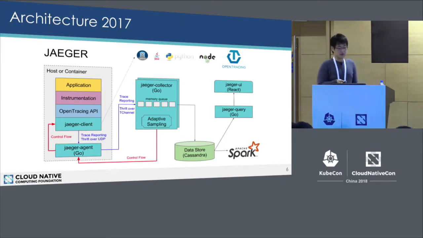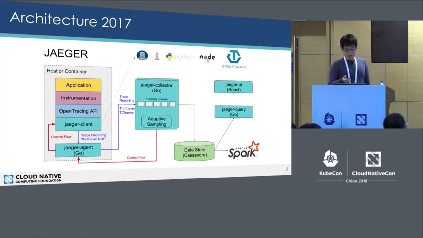Additionally, Jaeger collectors are in charge of configuration distribution. This means that the sampling probabilities and all other configurations for applications are all stored in the collector and then forwarded to the Jaeger clients via the Jaeger agent. This is shown as the red arrows in the diagram. So yeah, the red arrows show the control flow.